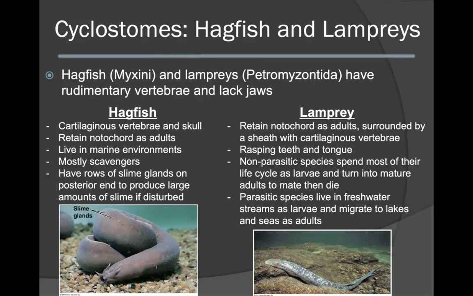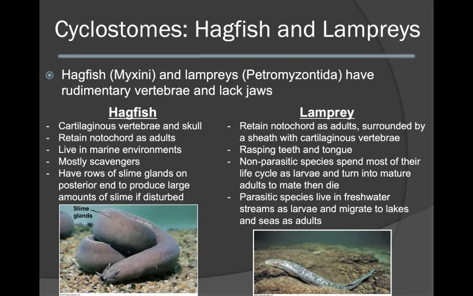Lamprey also retain the notochord in the adult form. However, their notochord is typically surrounded by a sheath with cartilaginous vertebrae. They also contain teeth as well as a tongue in their oral cavity. Lampreys can be non-parasitic or parasitic.